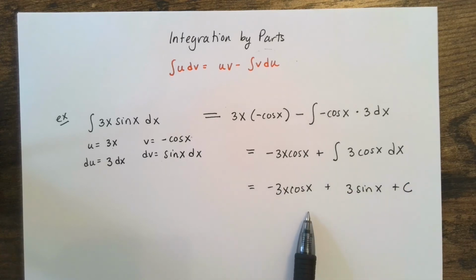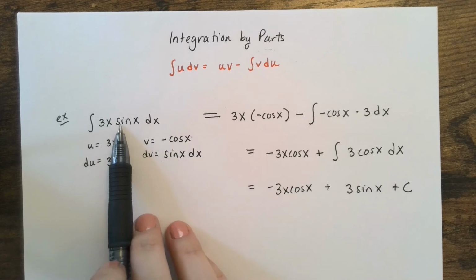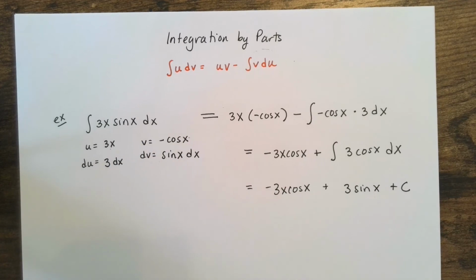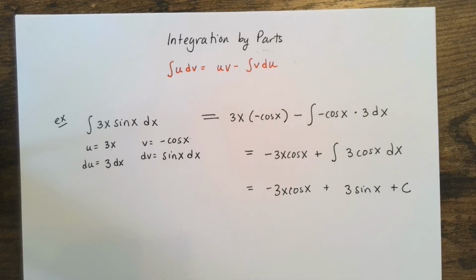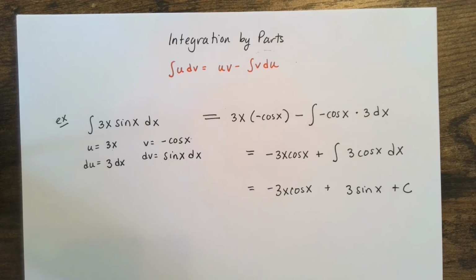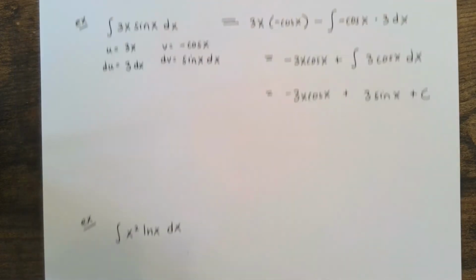If you really want to double check your answer, you could take the derivative of this. I think to get all the way back here, you'd have to do some trig identity simplifying stuff, but pretty much we're good. Alright, so let's try one more example here.